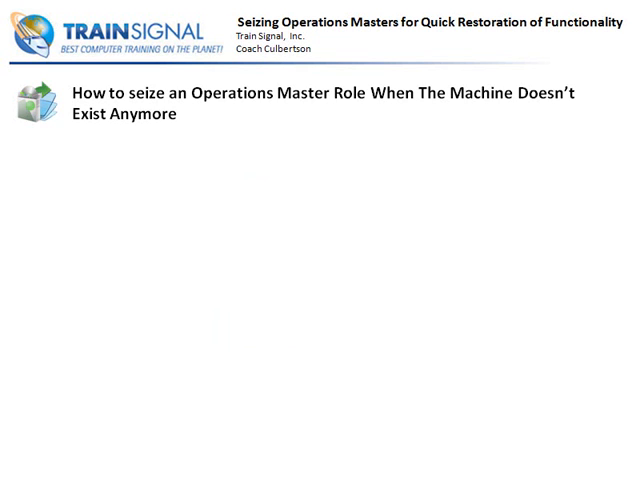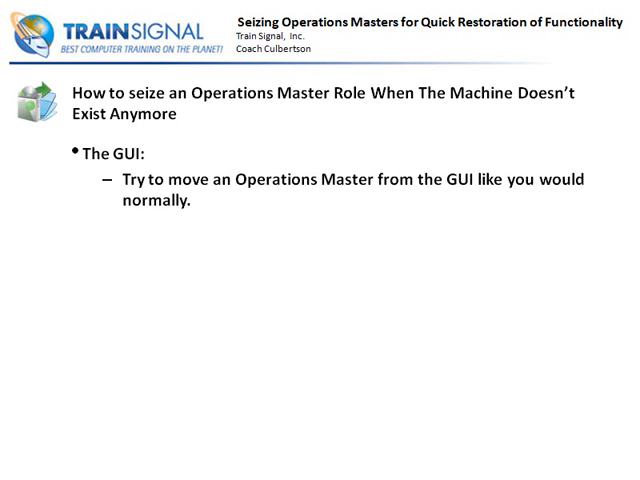So let me tell you how to seize an operations master role, also known as a FSMO, when the machine doesn't exist anymore. The first way we can do this is through the graphical user interface, through the Server Manager. First of all, we can try to move the operations master from the GUI like we would normally.